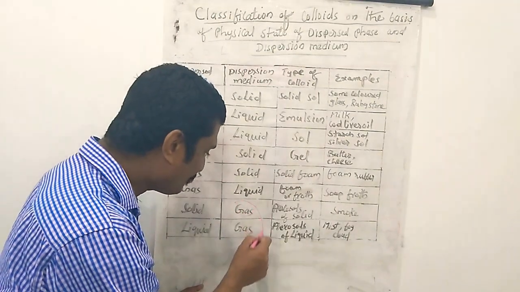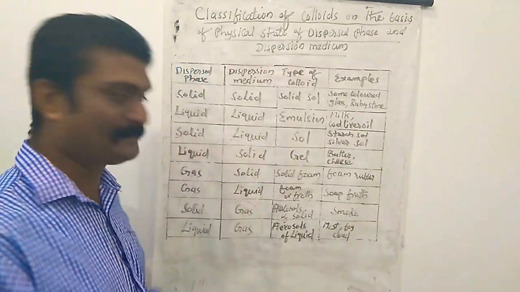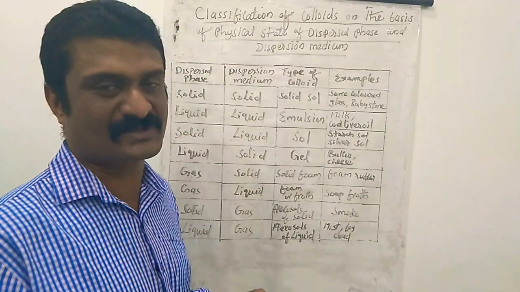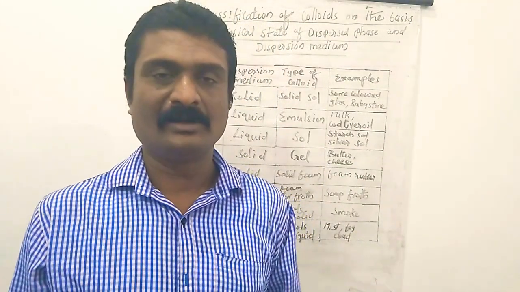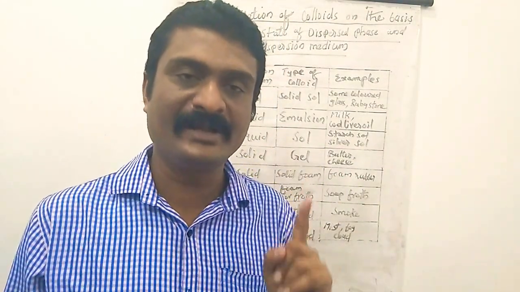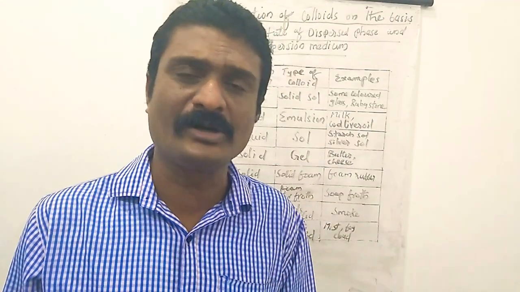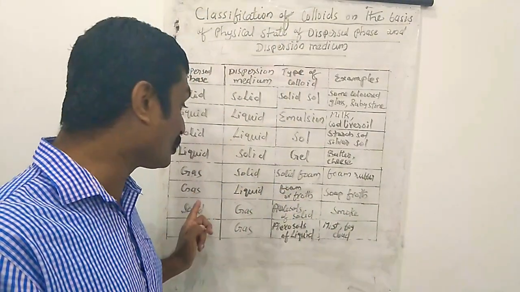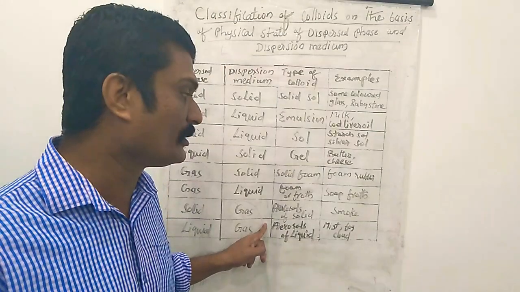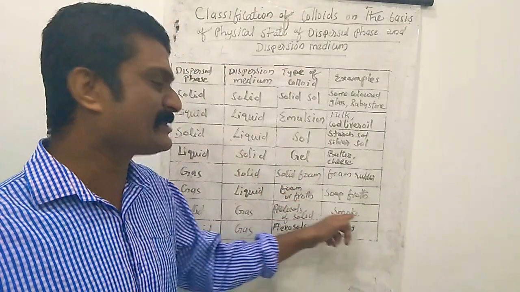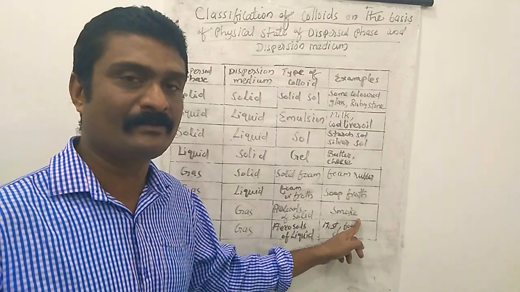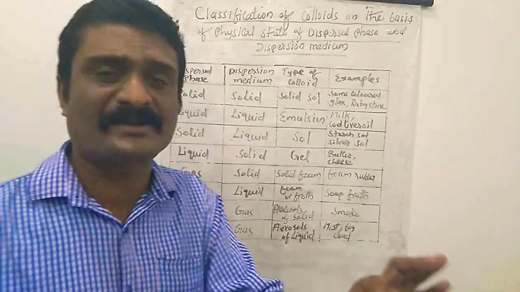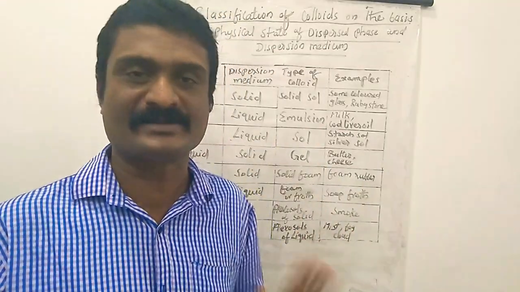And last type, if dispersion medium is gas, it is called aerosol. Okay? If dispersion medium is gas, the colloidal system is called aerosol. Aerosols are of two types. Please listen. Solid in gas. Solid colloidal particles dispersed in gas. It is called the aerosol of solid. The best example is smoke. Smoke is formed by dispersing solid colloidal particles in air.